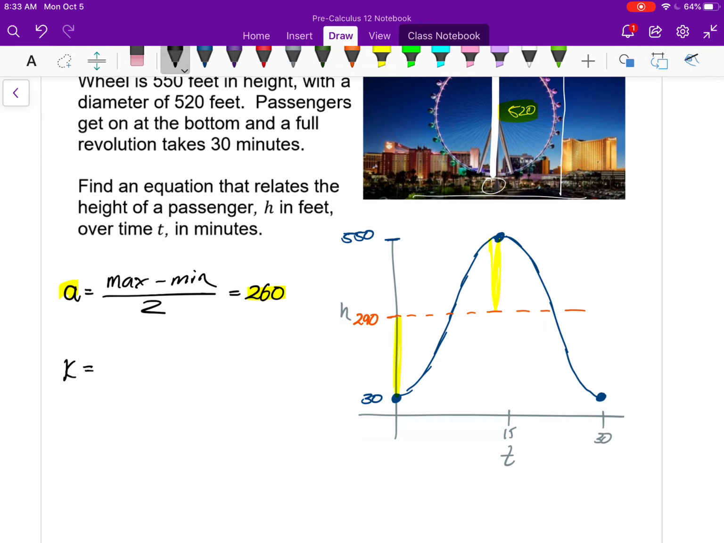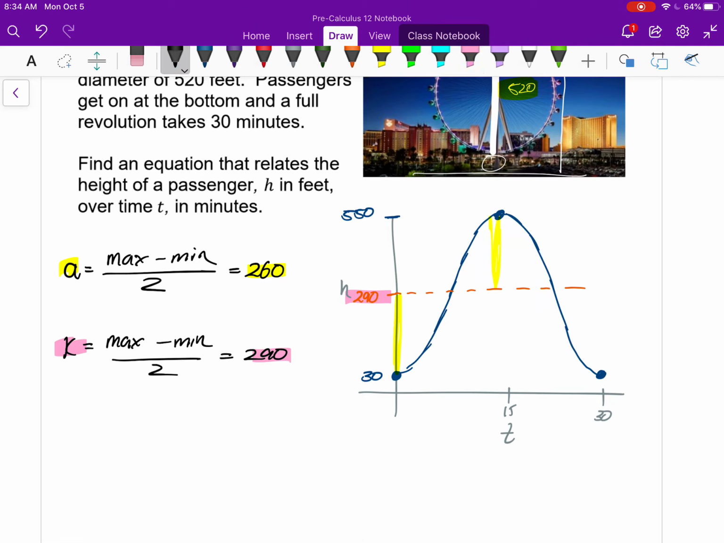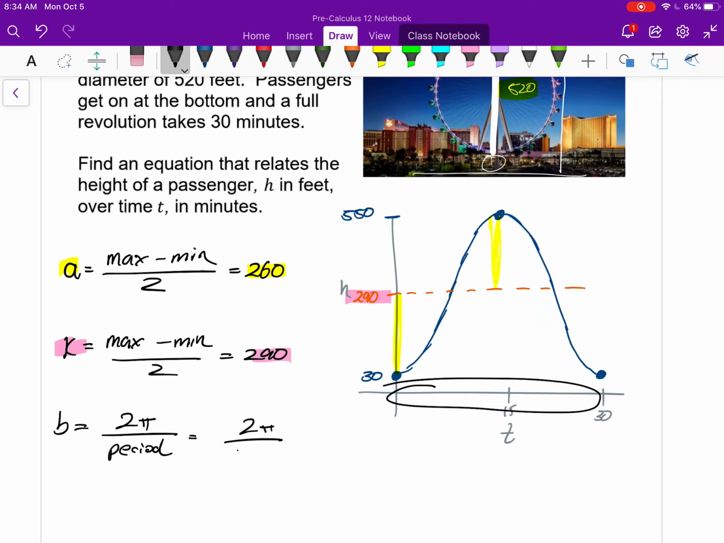My K value is my center line. I already found it. It's 290, but I found it by going max minus min divided by 2. So there's my center line. Okay, my B value, which relates to the period, is 2 pi divided by the period. What's the period of this wave? Well, that's the distance from here to here, which is 30 minutes. So it's 2 pi over 30, which reduces to pi over 15.